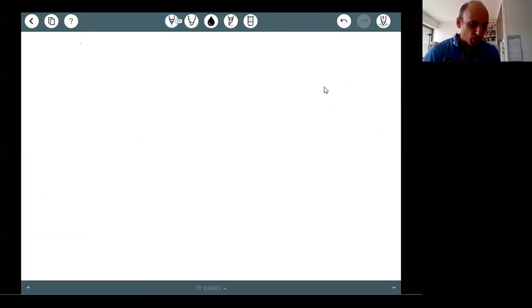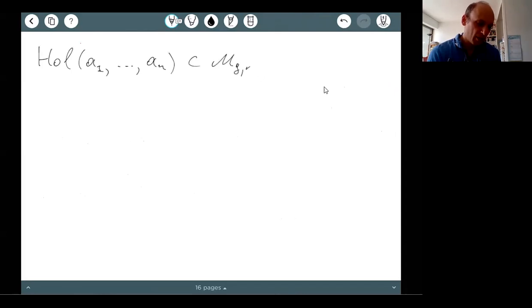And so I will also denote in the same way its closure, holomorphic A1, ..., An, in M_{g,n} bar, it's just the closure. So it is an interesting question, what actually lies in this closure. We will meet an example soon. So far, I just define it as a closure.